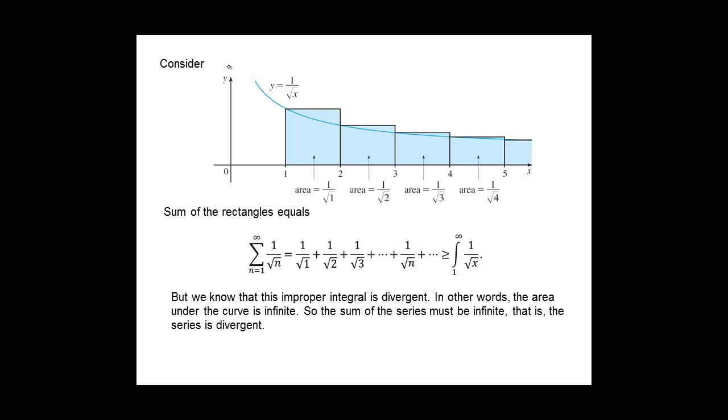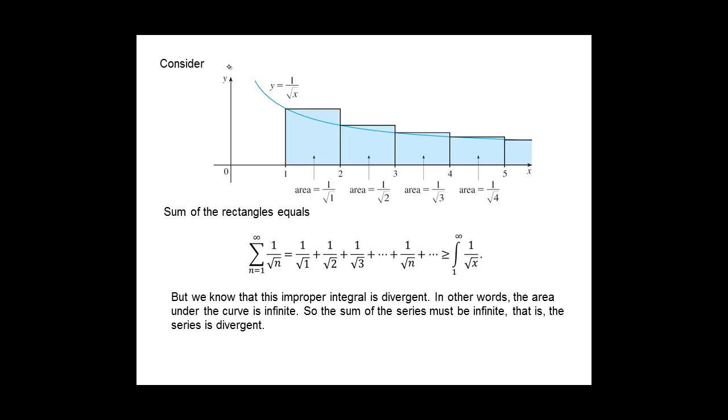What's the area of the second rectangle? What's that? 1 over radical 2. The area of the third one will be 1 over radical 3. So if you add, what's the total area of the rectangles? The total area is given by 1 plus 1 over root 2, plus 1 over root 3, plus 1 over root 4, right? The total area of the rectangles is given by the series that we are looking at.